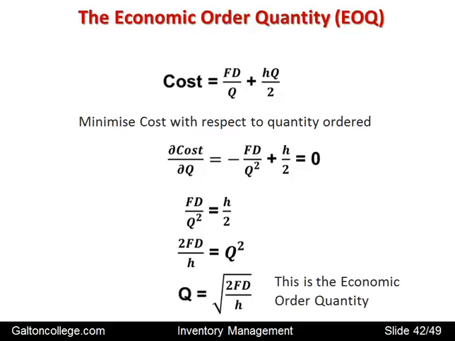But nonetheless, that's what we've got: twice the fixed cost associated with ordering times the annual demand over the holding cost. And the square root of that gives us the economic order quantity. It's an important little formula to know because, as I said, we do bump into it quite often when we read about inventory management.